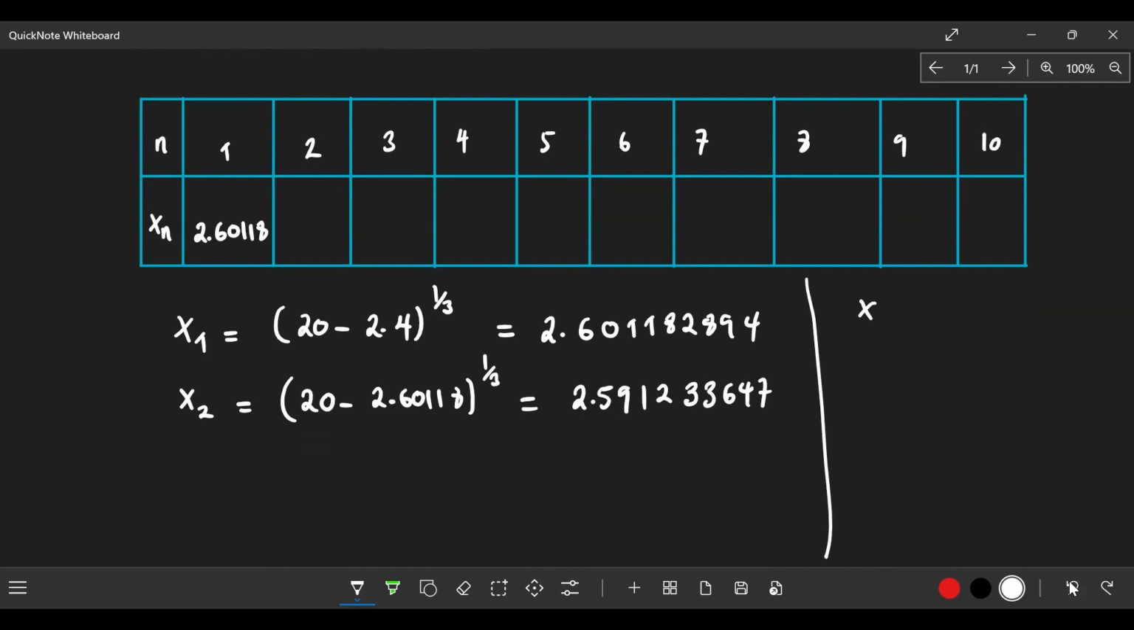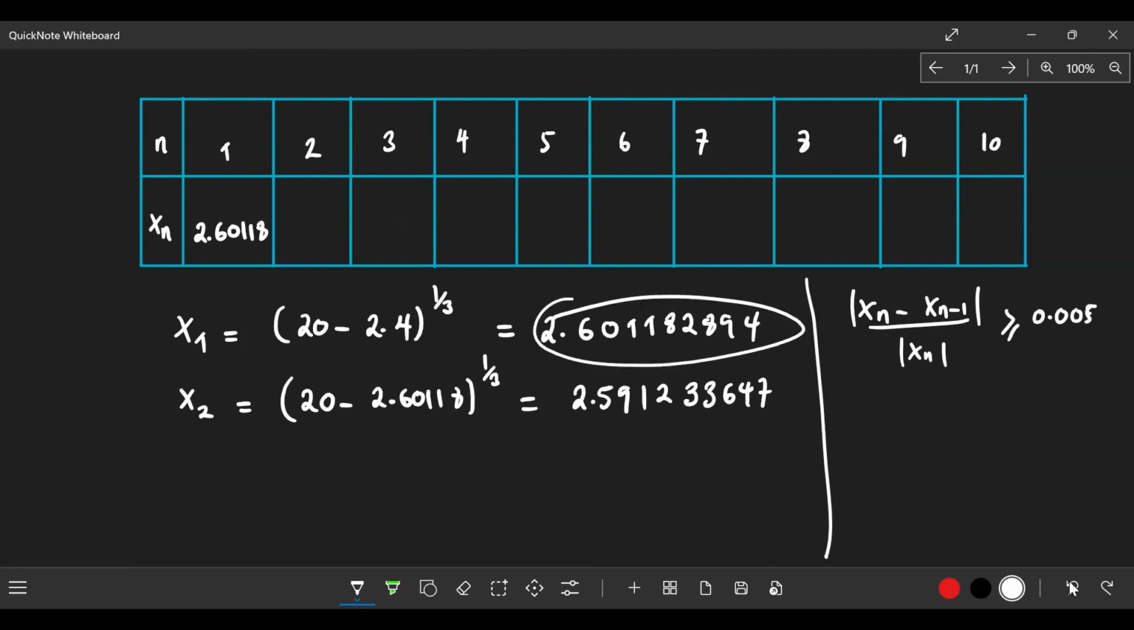We have to check for this: xn minus xn-1, divided by xn. Of course, you just need the positive value of it, the absolute value. You have to check that this is less than or equal to 0.005. So let's start. So we start with the xn. So we're going to use x1 and x0. And also we're going to use what? x2 and x1. So we have three values of xn, of course.